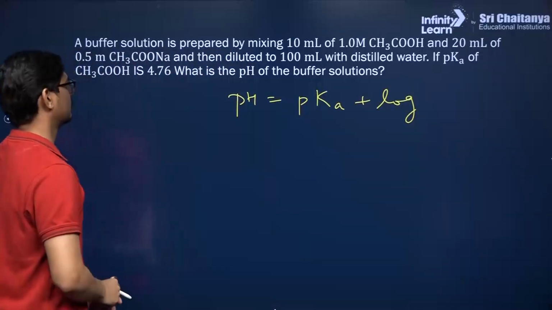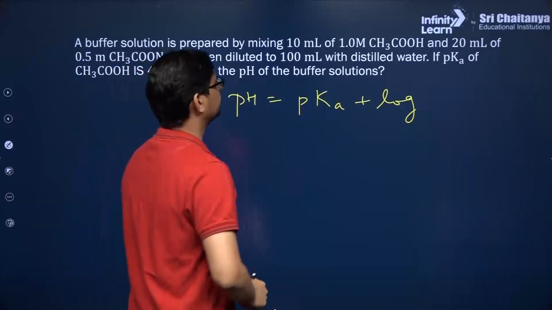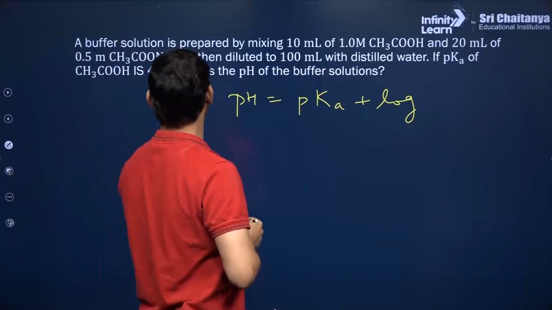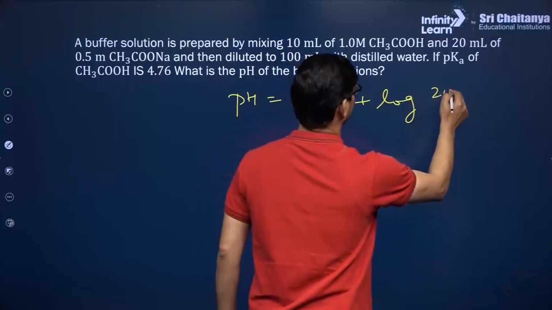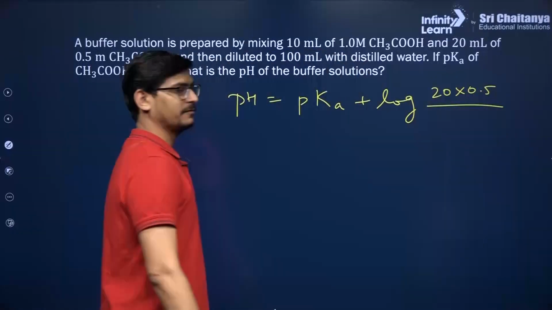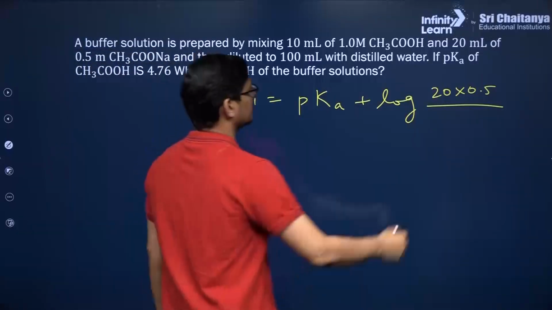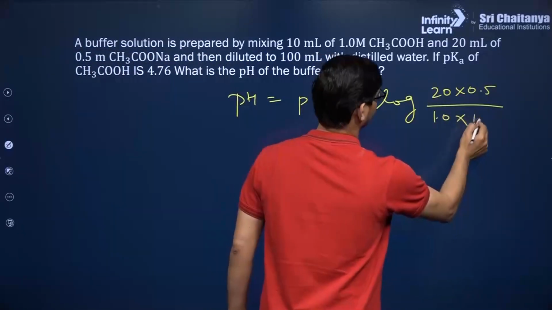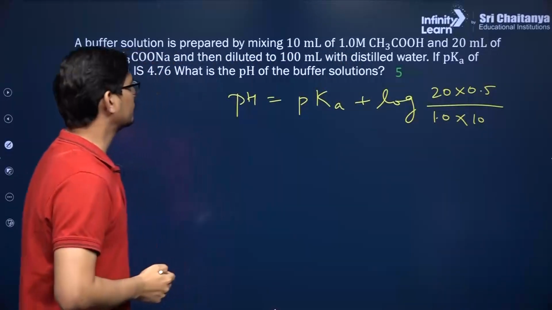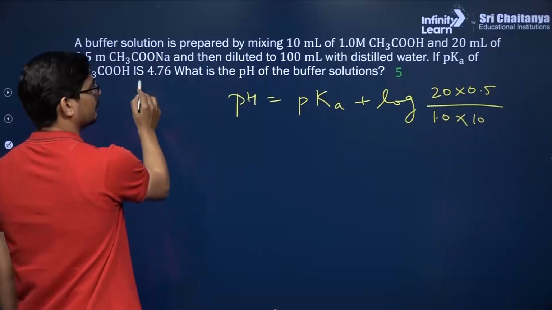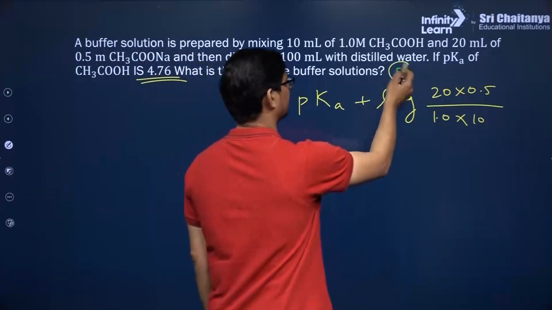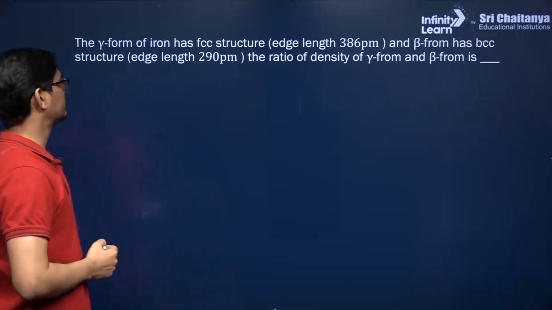You don't have to calculate the concentration. So 20 ml of 0.5 molar sodium acetate we are taking. So this is 20 ml multiplied by 0.5, divided by the number of moles of acid, which is 1 molar multiplied by 10, right? So this is 10 and 10, 1, so log 1 is 0, right? So if pKa is 4.76, pH will also be 4.76, which will be rounded off to 5. So that will be the correct answer.